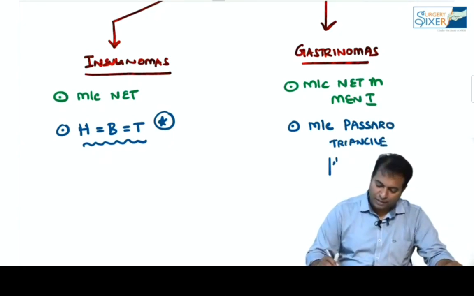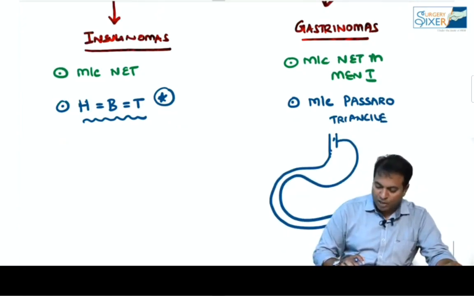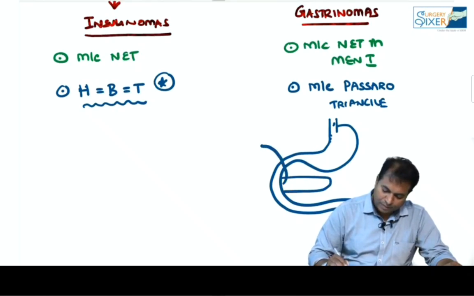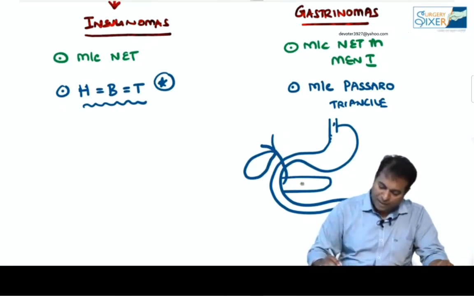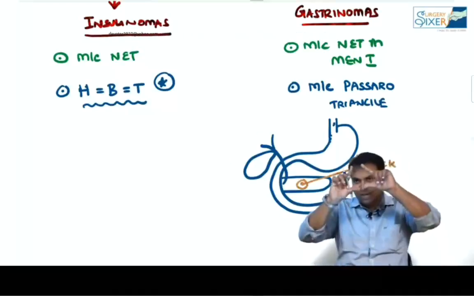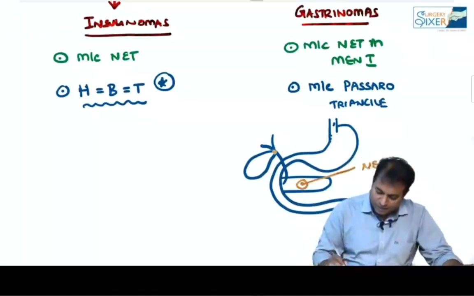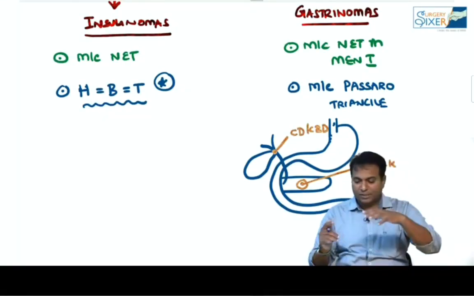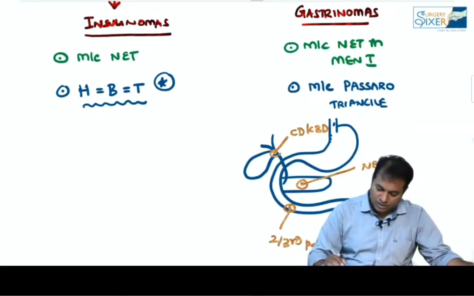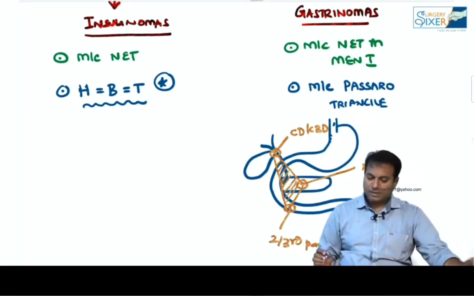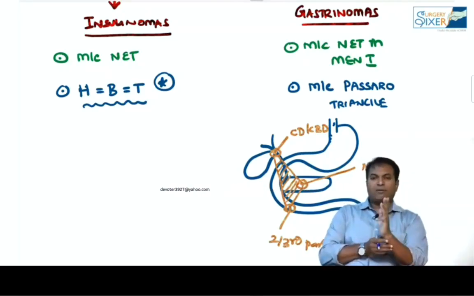What is this Passaro triangle? Please understand what is Passaro triangle. This question has been asked in national board exam. So I want you to remember what is Passaro triangle. I'm going to tell what are the 3 points to say for Passaro triangle. Number 1 point is neck of pancreas. The three edges of Passaro triangle: neck of pancreas, cystic duct CBD junction, and second and third part of duodenum junction. So this is a Passaro triangle. Passaro triangle is bounded by cystic duct CBD junction, neck of pancreas, and second, third part of duodenum.